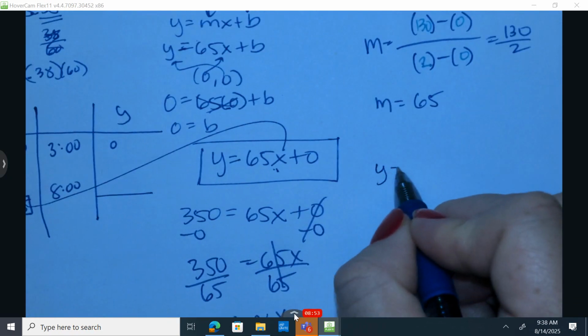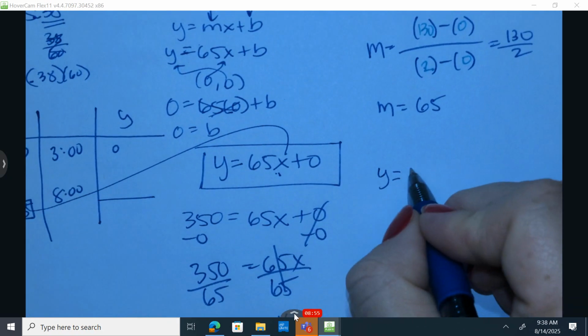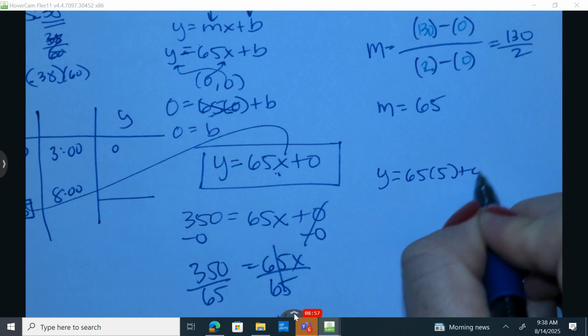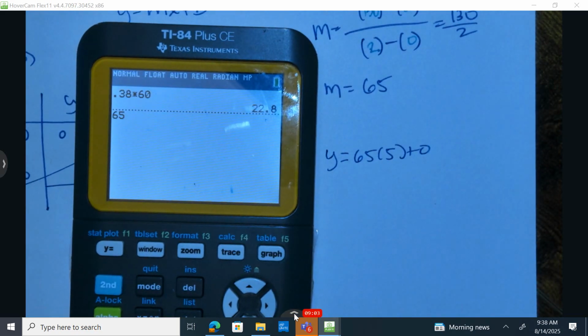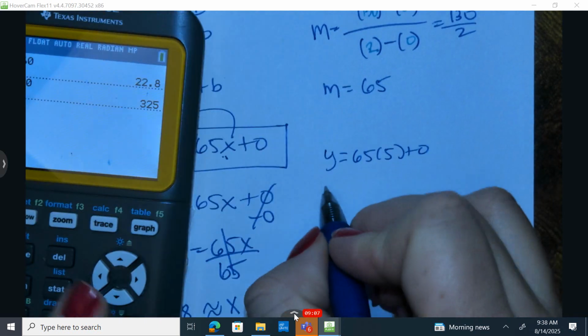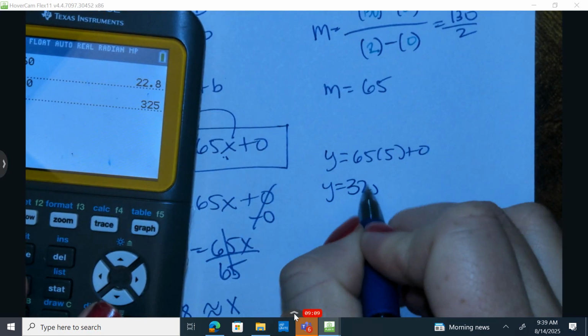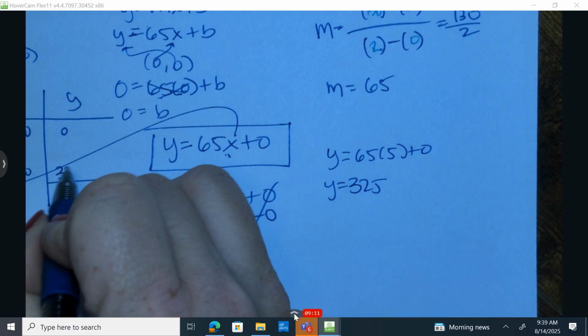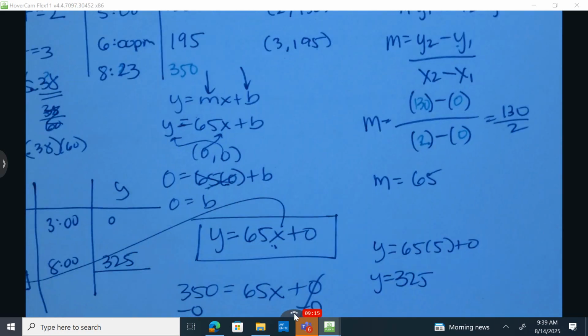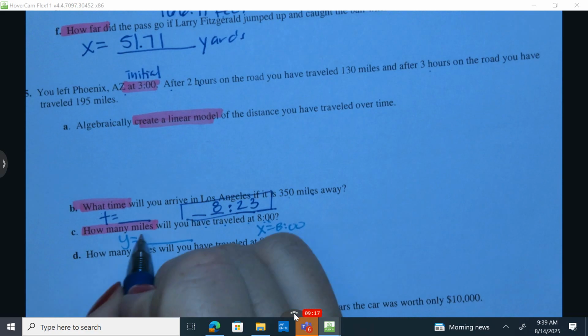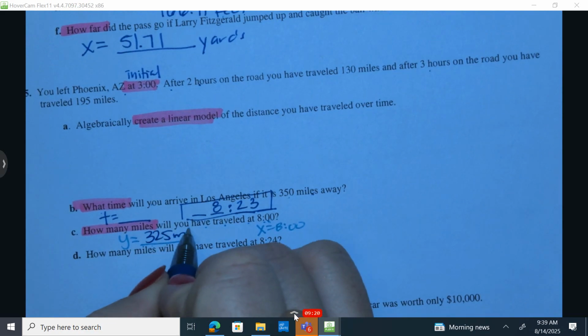So what would I do if I were you and I was the student? I would write this down like this, because that shows me you understand it. You're not copying. Then I would grab my calculator and go 65 times 5. We know adding 0 does nothing to it, and it's y equals 325. Your y value, again, is distance. So when I write 325 down, I need to put down the units of miles.